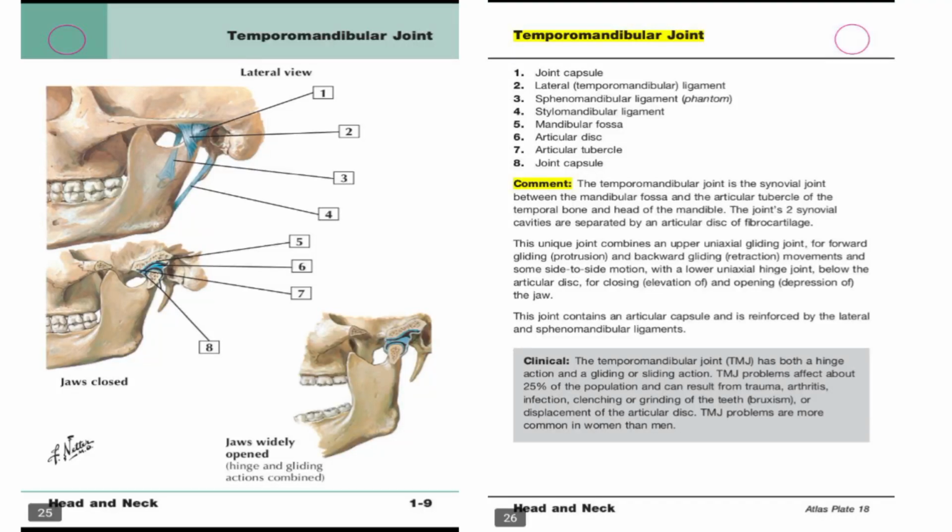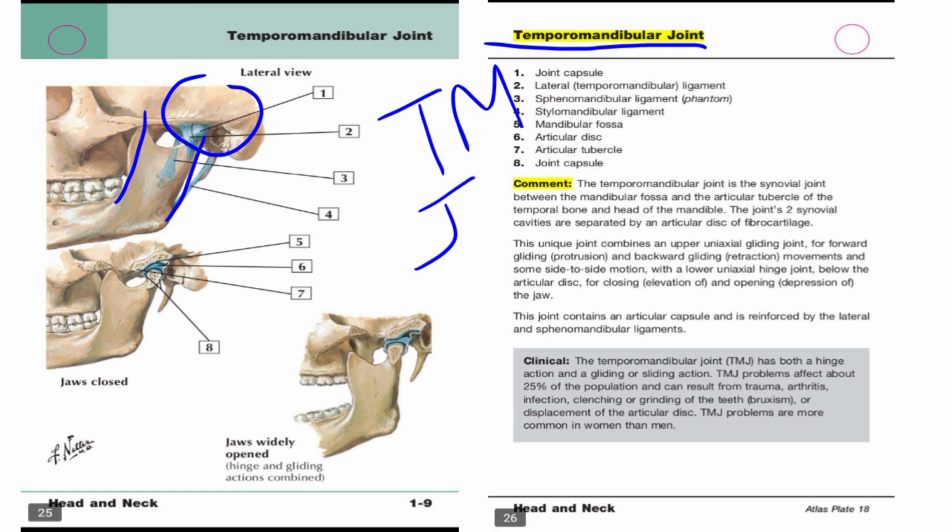In this lecture, I will discuss the temporomandibular joint. It is the joint between the temporal bone and the mandible, also represented as TMJ. We will discuss the labels first.